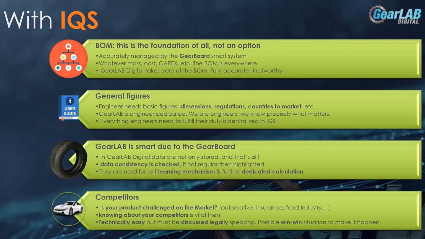About competitors. Is your product challenged on the open market? Automotive, insurance, food industry, etc. Knowing about your competitors is vital then. Obtaining detailed information about competitors is technically easy to process and to attach to the Gearboard data structure. However, it needs to be discussed in terms of legal matters to make it happen. We believe that a win-win situation is in sight to make it happen.